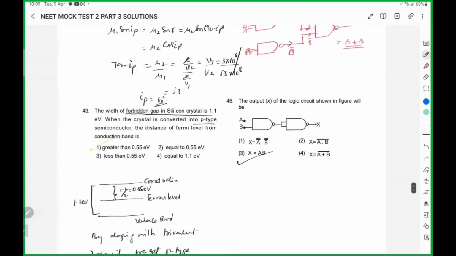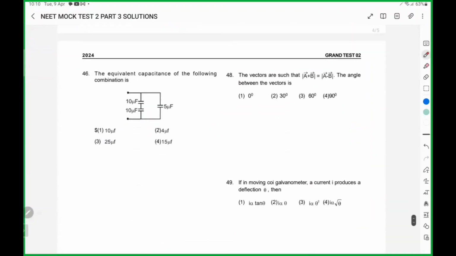They are universal gates. Here A, B. So this output will be A dot B bar. Here it is A dot B bar dot A dot B. Two inputs, so similar inputs. Otherwise, you can write directly this, which is A dot B. So that is the final output X.